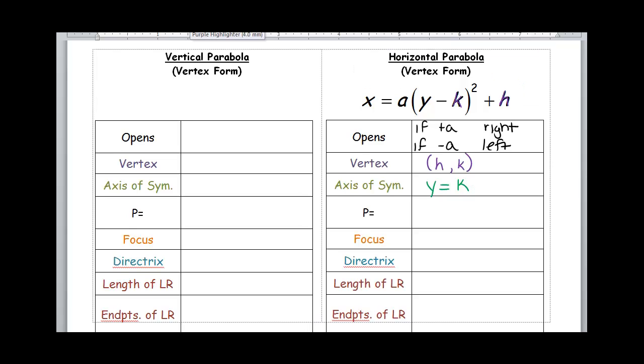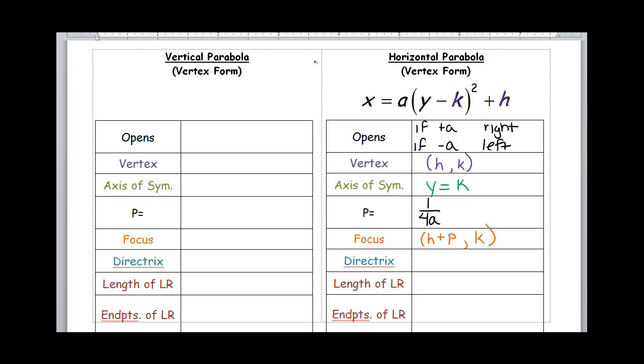Next, we need to find p. P again is going to tell us the distance from the vertex to both the focus and the directrix. And we get that by using the equation 1 divided by 4 times that coefficient of a. Next, we come to the focus. Again, the focus is going to be p units from the vertex. So since we're moving horizontally here, it's going to be the h value that is changing. So I basically take my vertex and just add p to h.